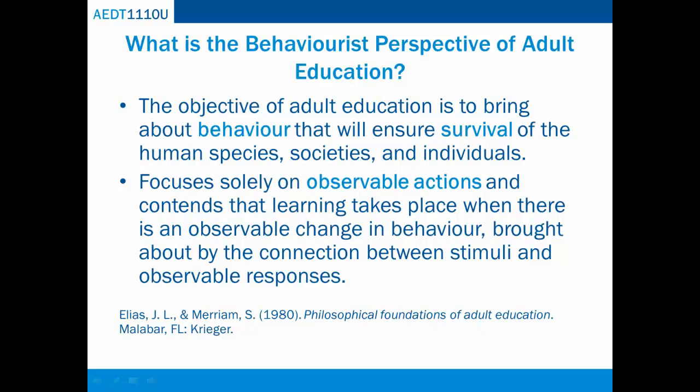From a behaviorist perspective, the objective of adult education is to bring about behavior that will ensure survival of the human species, societies, and individuals. Behaviorism focuses solely on observable actions and contends that learning takes place when there is an observable change in behavior brought about by the connection between stimuli and observable responses.